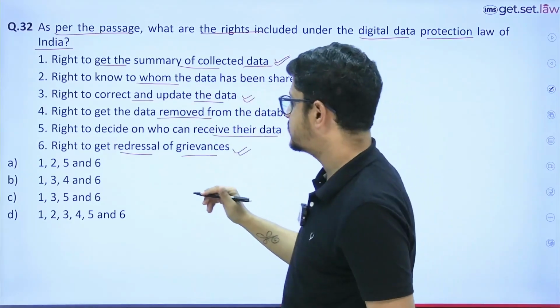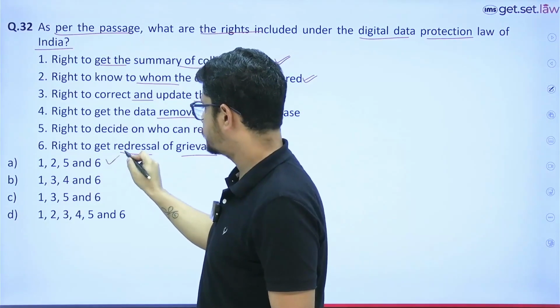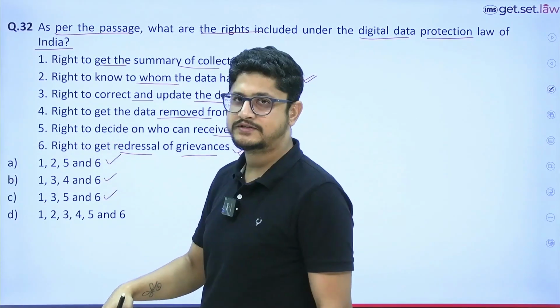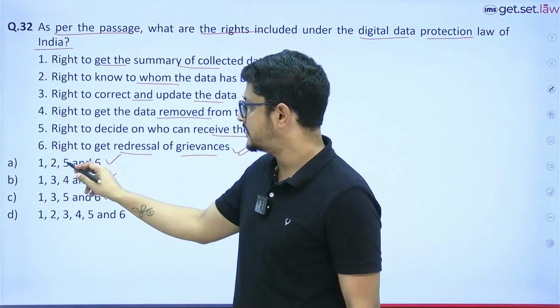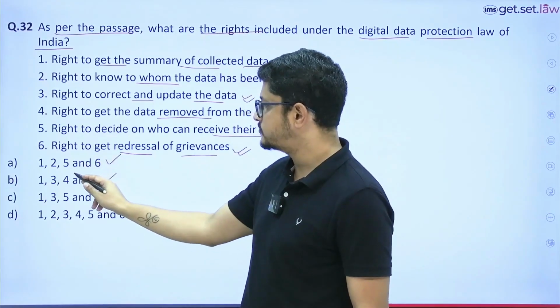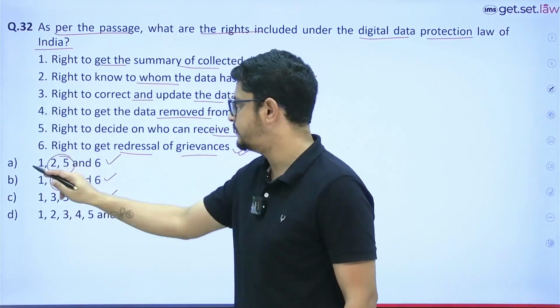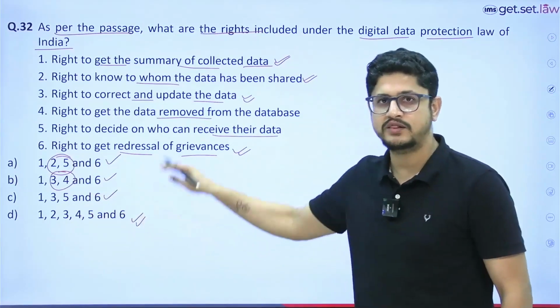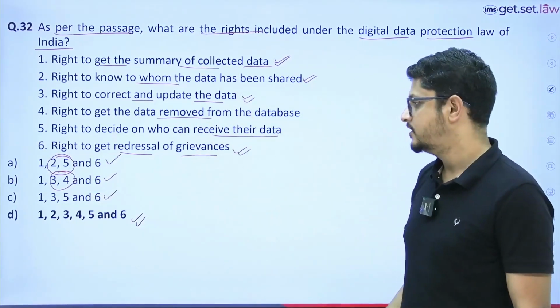So 1, 2, 5, 6 is also right, 1, 3, 4, 6 is right, 1, 3, 5, 6 is right. That means all statements are right. But the options 3 or 4 are not given here separately, it is given together. So we are saying 3 or 4 is correct, 2, 5 is correct. That means the answer is option D, because we say all the statements, all the rights given, are correct. So that's the correct one.